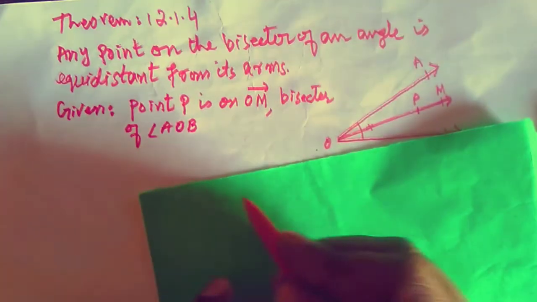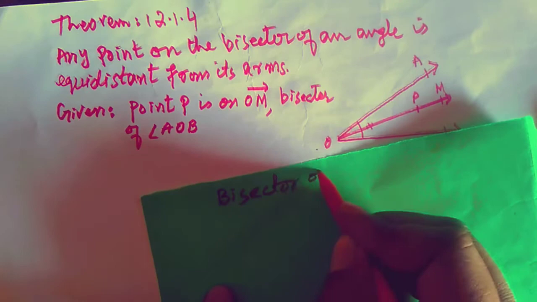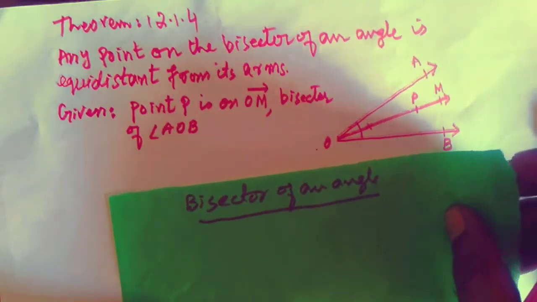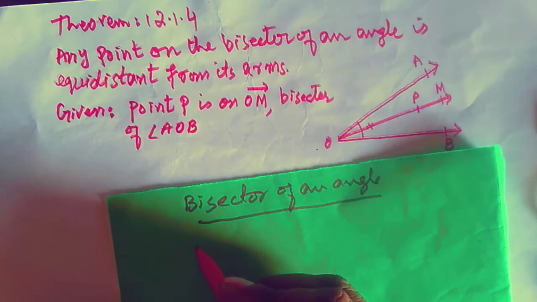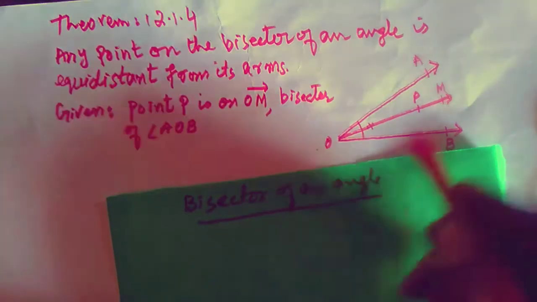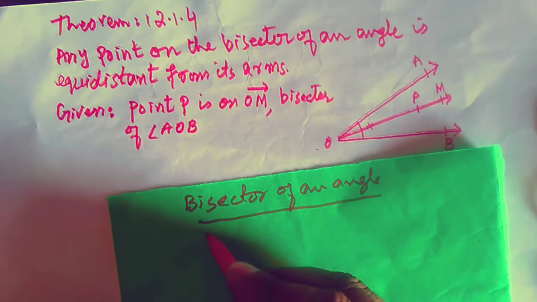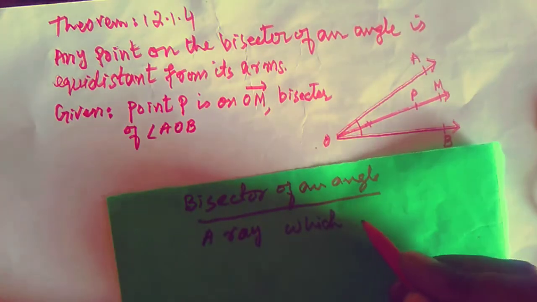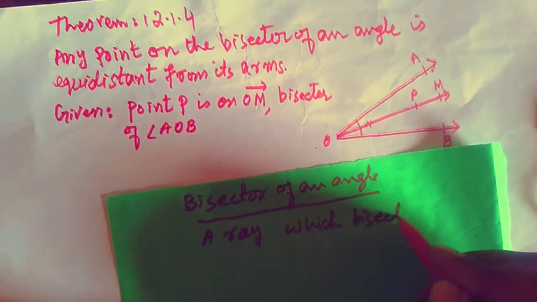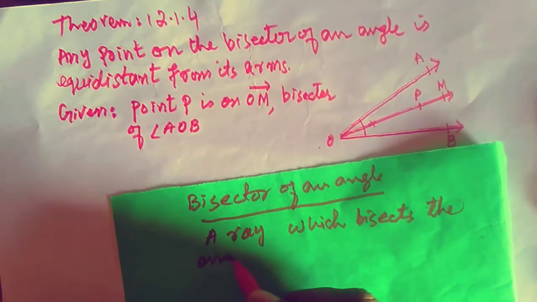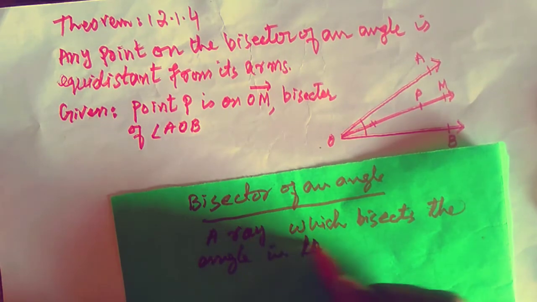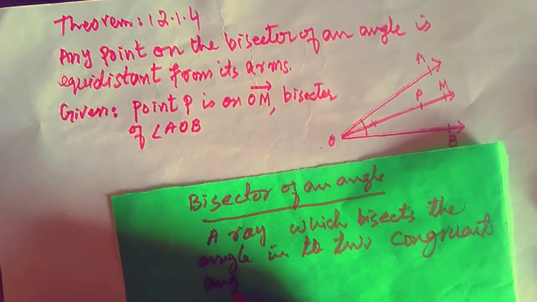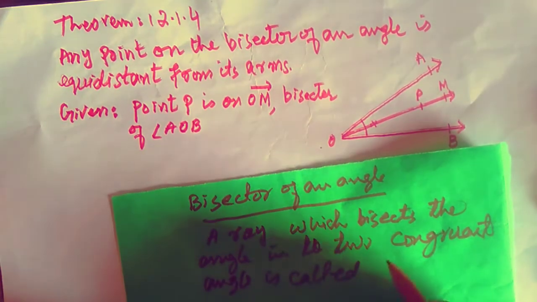So the bisector of an angle: ray OM, which bisects the angle into two congruent angles, is called the bisector of an angle.